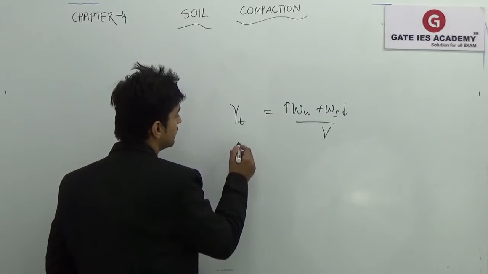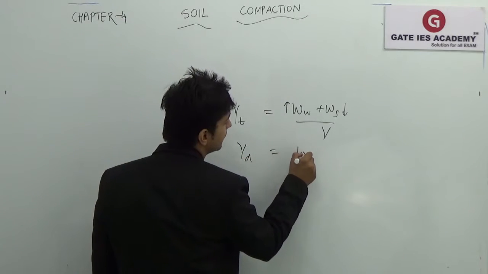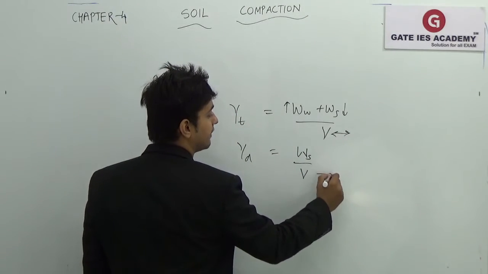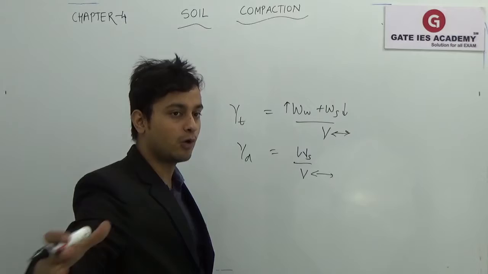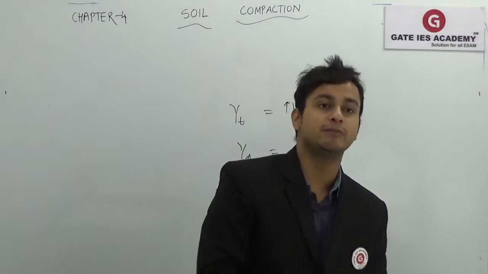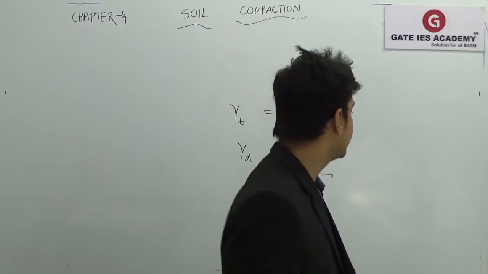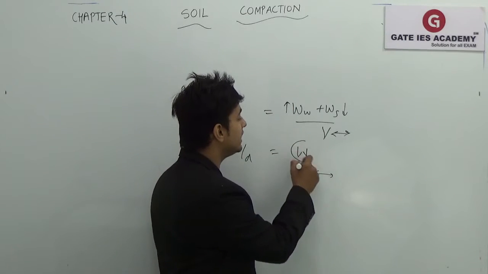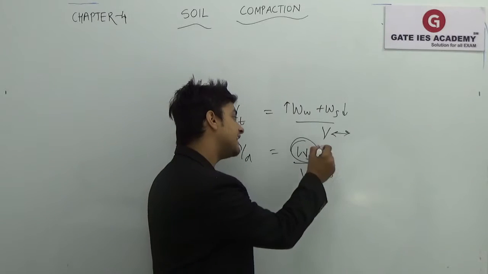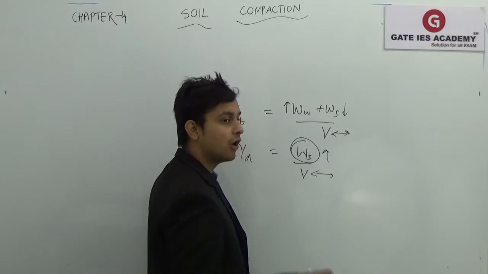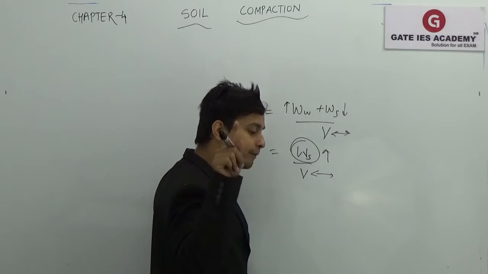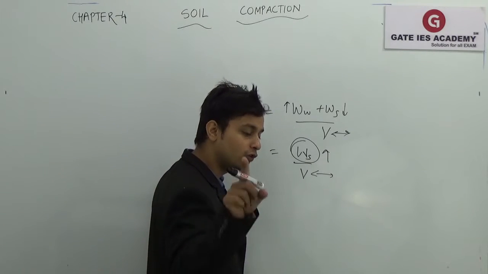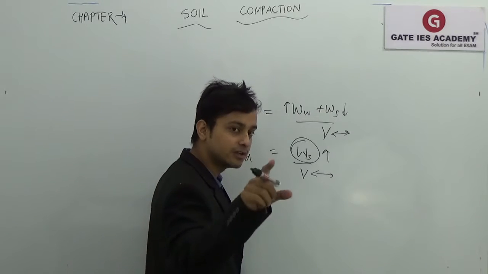But now if I check with gamma d, I know that it is nothing but equal to Ws by V. V is obviously constant for the system. I want a fixed volume, and I say compact for this particular volume. So now I will check gamma d, and that is only dependent on Ws. So he has to increase Ws in order to give me a proper embankment that can stand a specific amount of loads for a given condition.